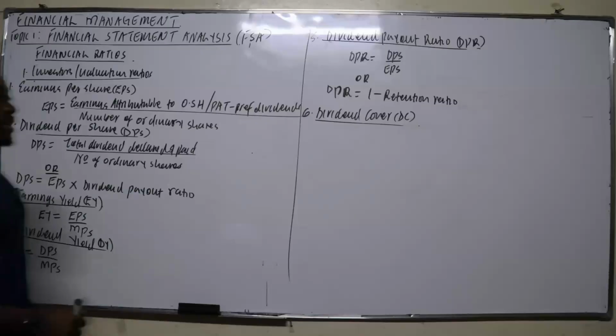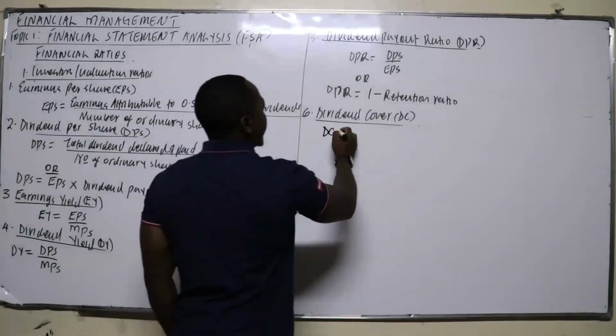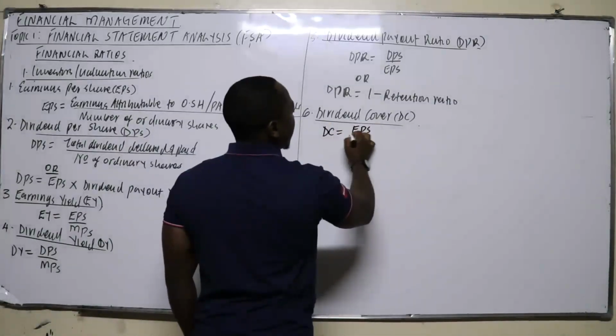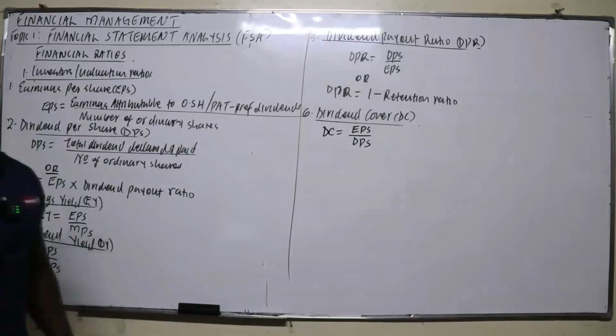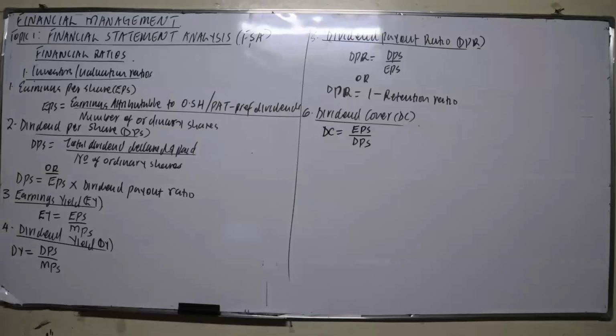Now, how do you get the dividend cover? You take the earnings per share and divide by the dividend per share. It shows the number of times you can pay the dividend from the available retained earnings.